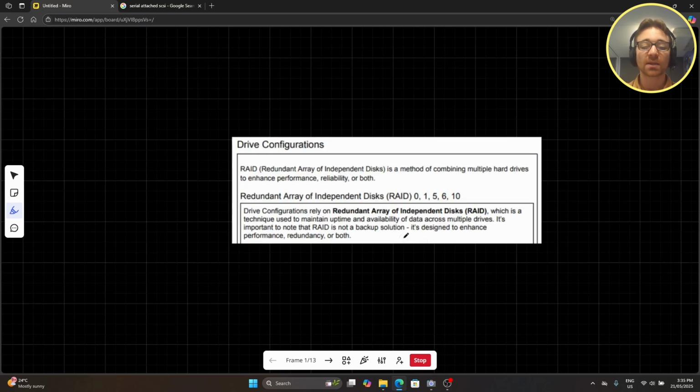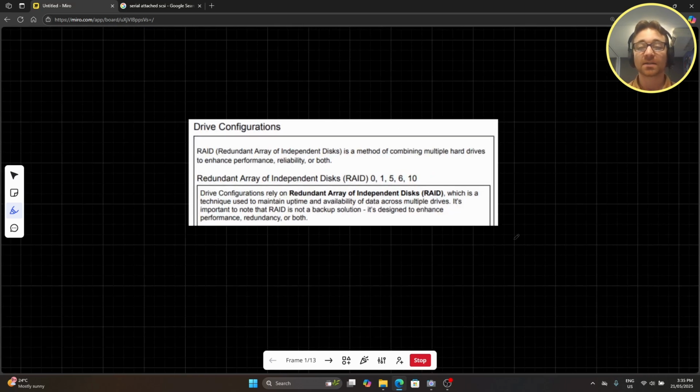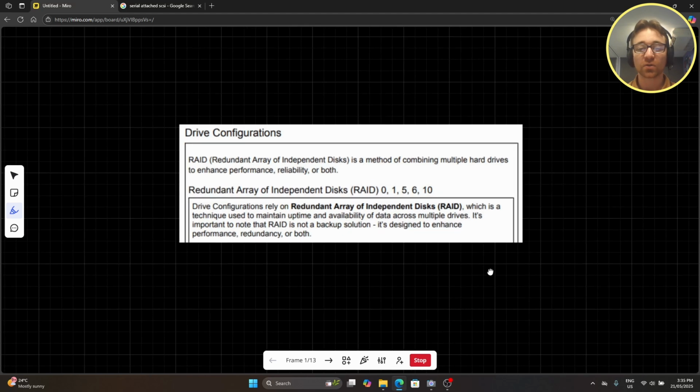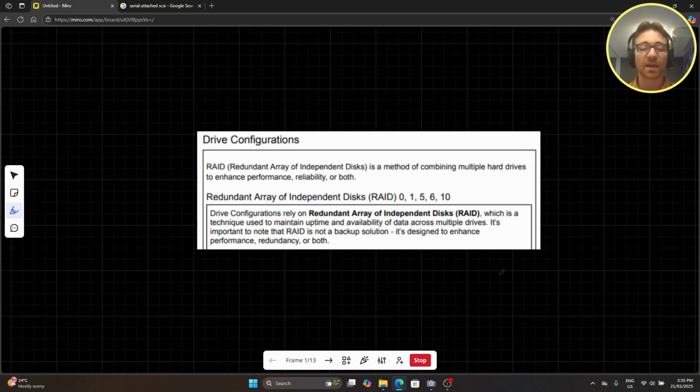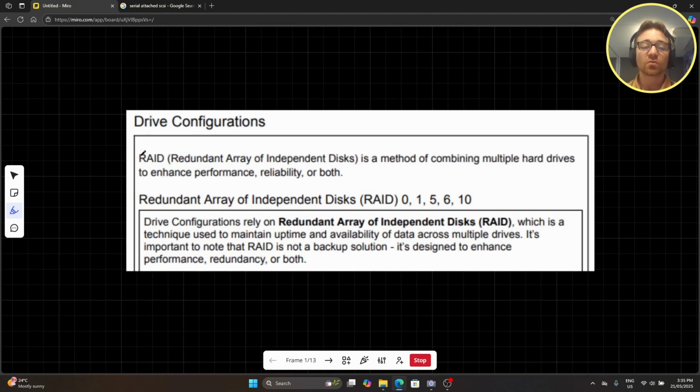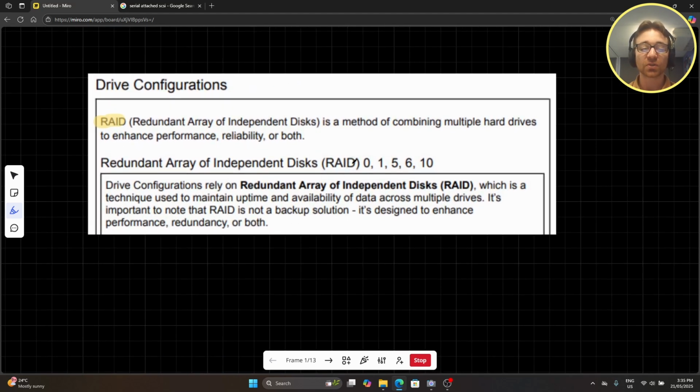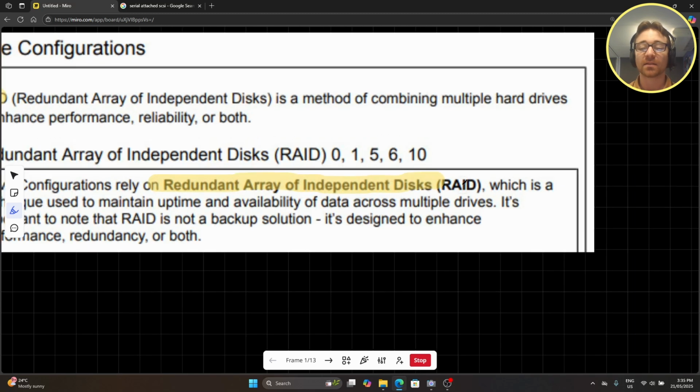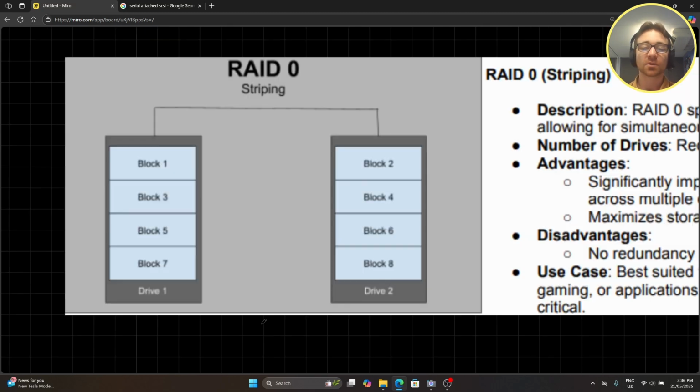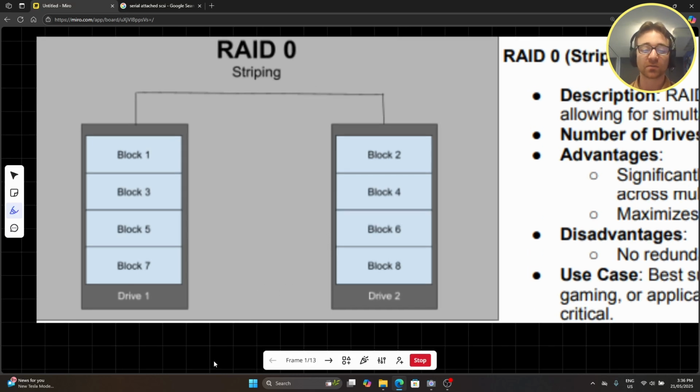The next one is going to be something that might make your brain explode a little bit. So just take a deep breath, go away, get a coffee, and let's get into it. We're going to be talking about RAID, which stands for redundant array of independent disks. Before I get into exactly what the different types of RAID are, I'm just going to give you a brief overview so you've got an idea of what it even means.